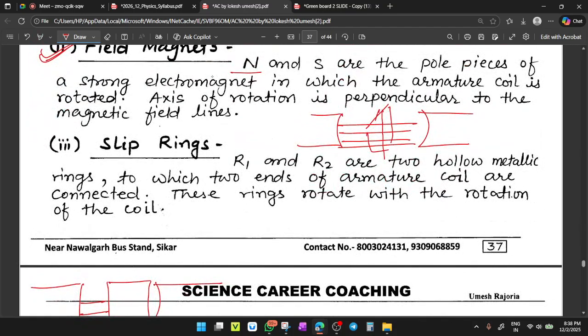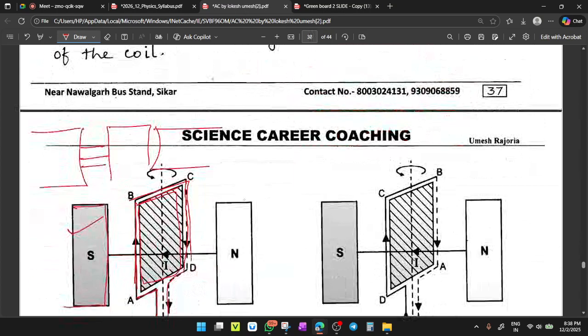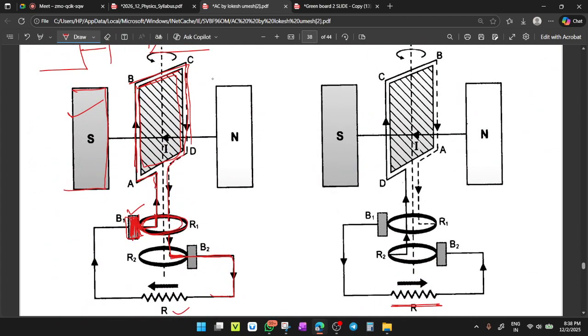Next, slip rings. R1 and R2 are two hollow metallic rings to which the two ends of the armature coil are connected. These rings rotate with the rotation of the coil. So when the coil is moving, the slip rings are also moving, but the brushes are stationary. These rings touch the brushes, and the brushes collect the current and pass it to the outer circuit.